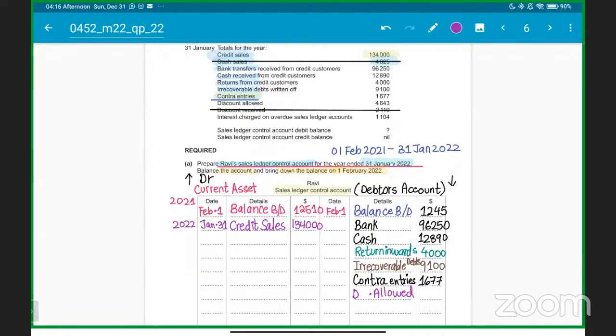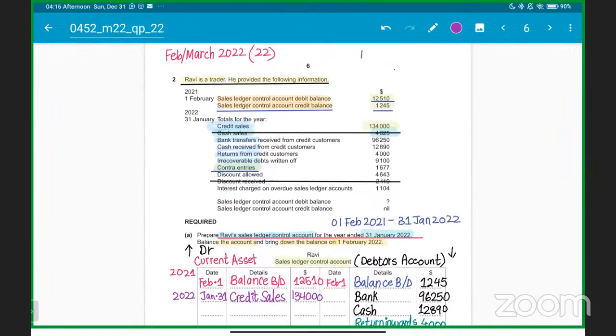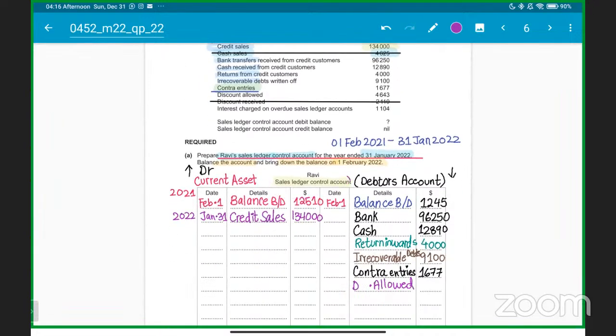Okay, students, if I make one journal entry for you, it's basically simply like this: discount allowed debit, because it's an expense, and sales ledger control account credit. So we can see the sales ledger control account is being credited here. Okay, got it, everyone? Clear?